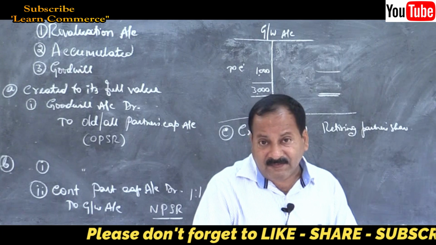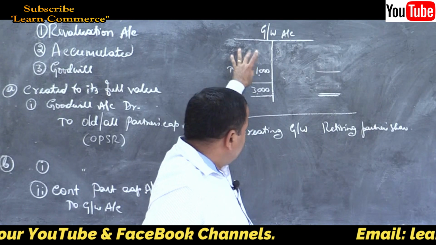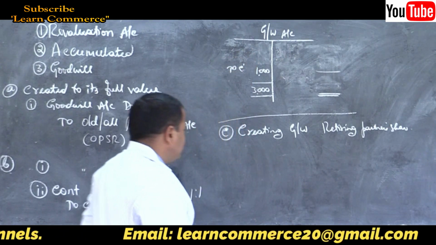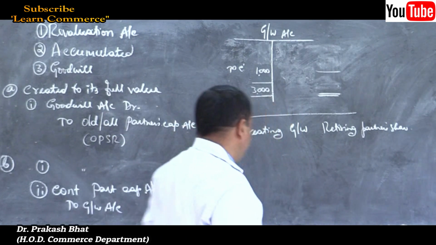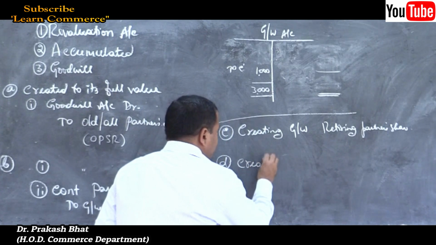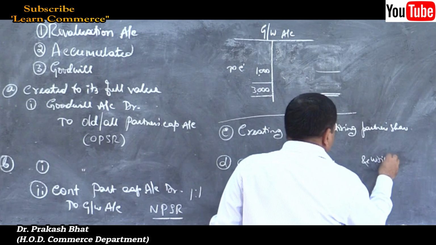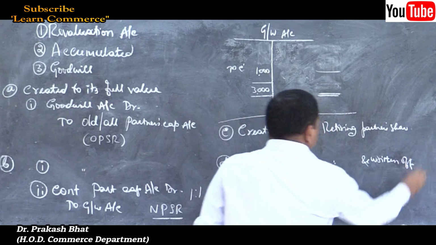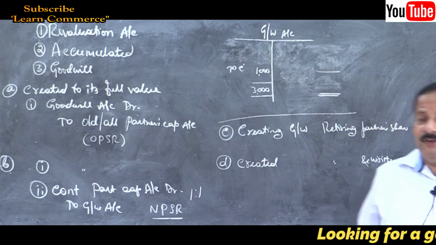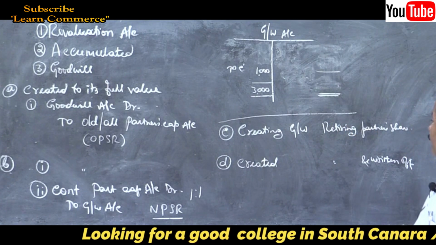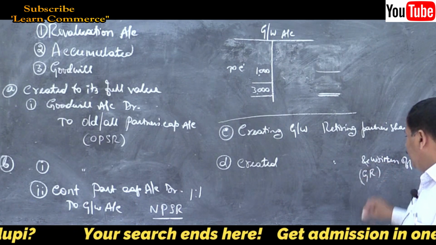If you move on to the fourth method, same thing we have to do. Whatever we did under method 3, the same thing we have to do, but goodwill should not remain in the books, or goodwill should be written off. Goodwill is created to the extent of retiring partner's share and written off. Remember, whenever goodwill is created to the extent of retiring partner's share, it should be written off in their gain ratio. In their gain ratio, remember.